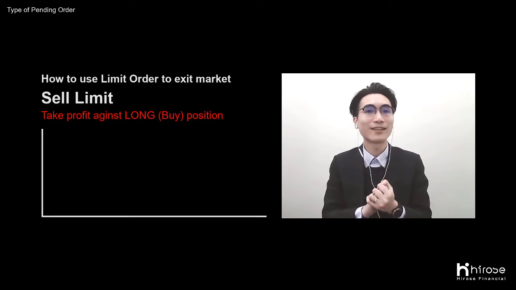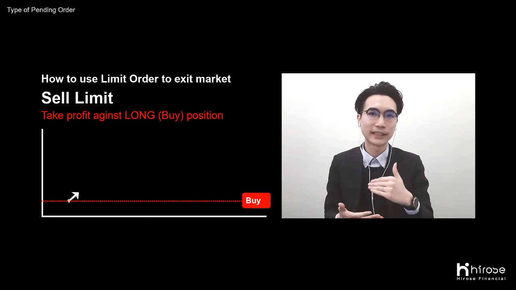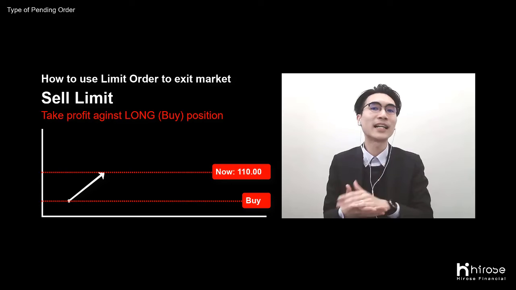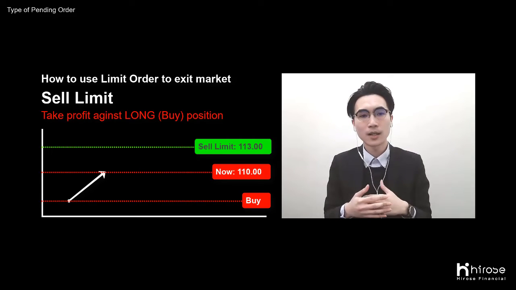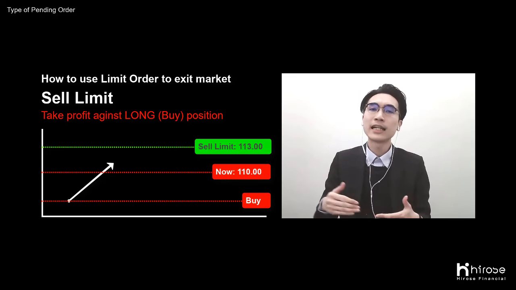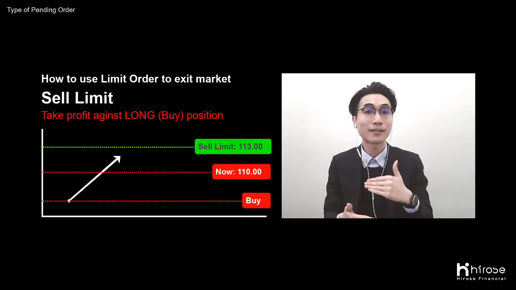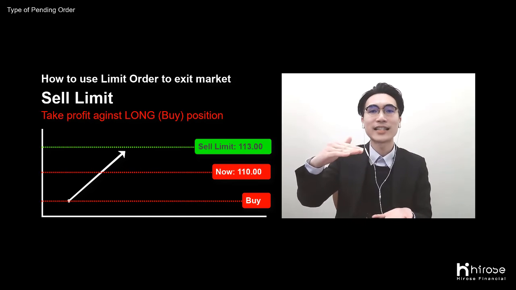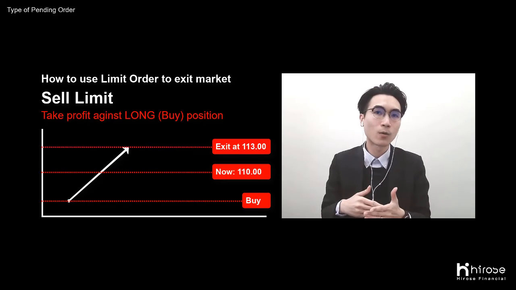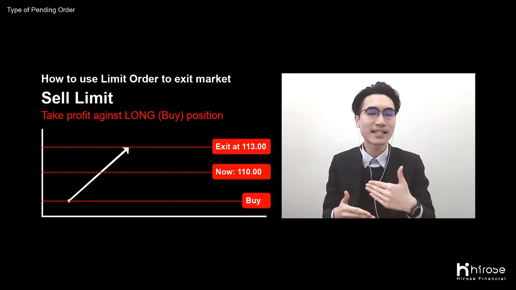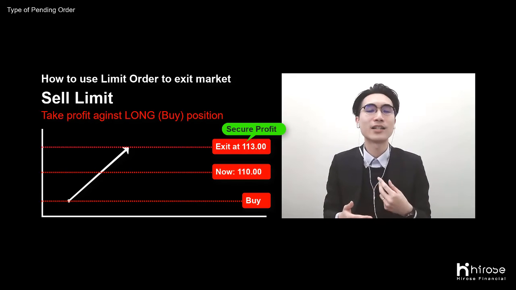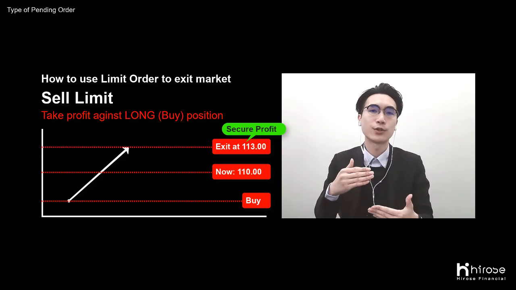Next we will take a look at sell limit. Let's say I have a long position on US dollar and Japanese yen, which means I expect the price to go up. And it really goes up, and now I want to secure my profit. Let's say I want to secure my profit when the price gets to 113. Then I will set this 113 as the sell limit price, which is higher than the current price of 110. So when the market gets to 113, a sell limit order is going to be executed, and it will help me to exit the market and secure the profit that I already have. So this is the second way that you can use the limit order, which is to exit the market and to secure profit.